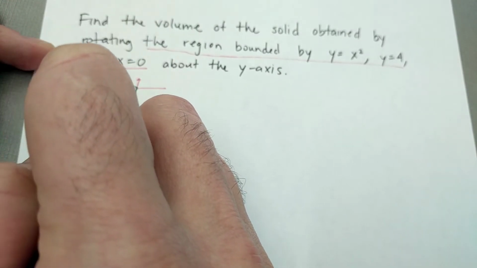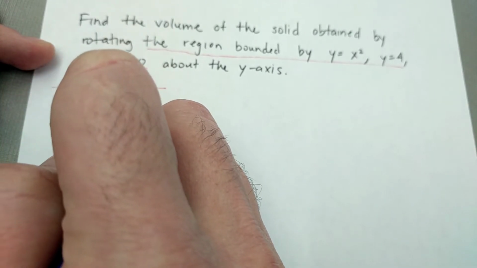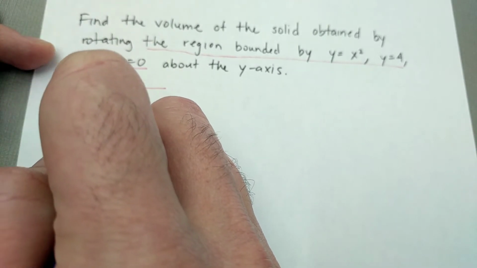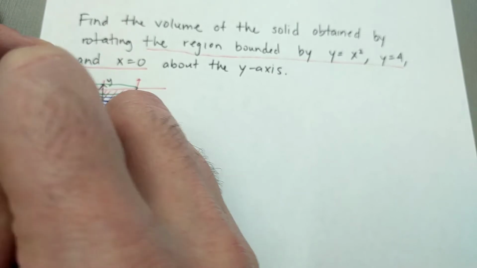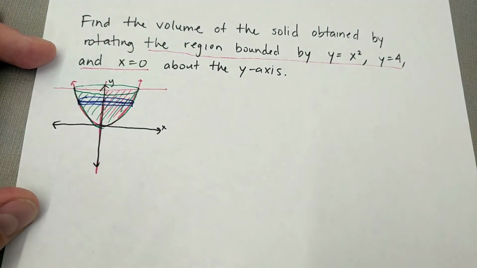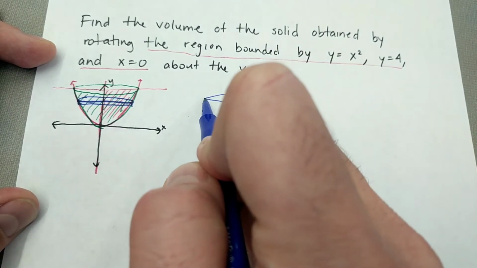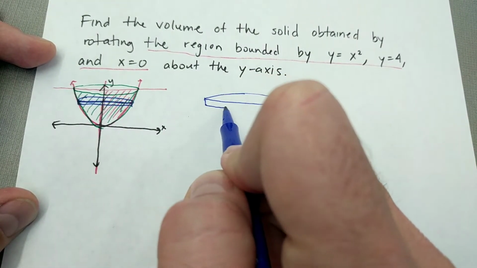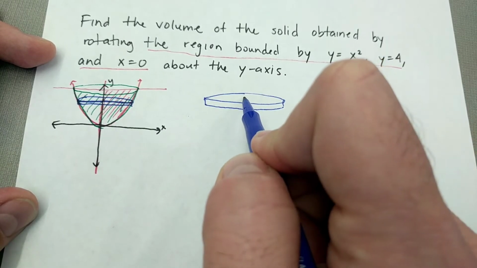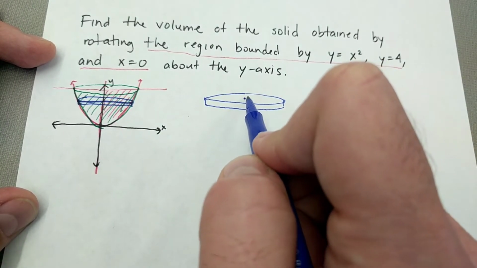So if I cut across like so, then I get this little disc here. Let me pull that out. I always like pulling it out of the figure so I can draw it a little bit bigger and focus in on the important things.